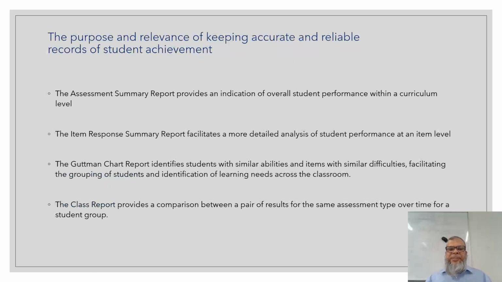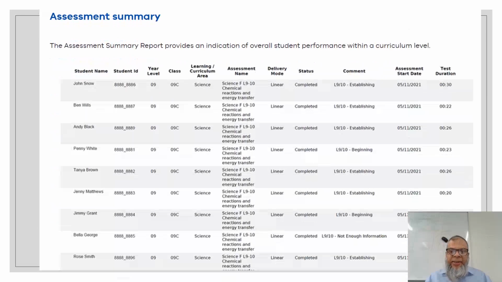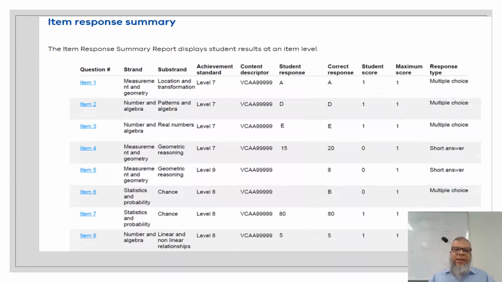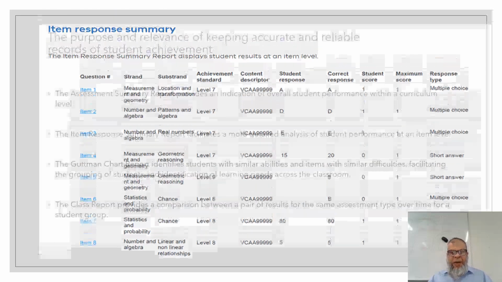Let's look at some of the reporting tools we need. In digital reporting, we can use an assessment summary report like this that provides an overall indication of student performance within the curriculum. So in this curriculum, how are students doing. Also, once we get the overall curriculum performance, we might be interested in more detailed analysis. In that case, we can do an item response summary. So here, item by item, you try to see how a particular student is doing, where he is doing better, where he is not doing enough.